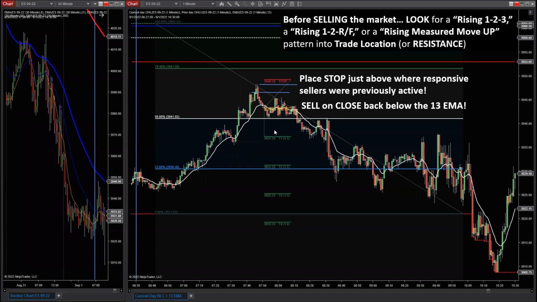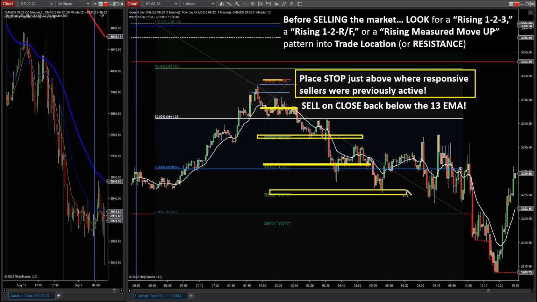And again, if you have a small account, trade micros. Don't trade the bigger contract, the E-minis, until the volatility settles down. Hopefully it'll never settle down, and we'll just trade micros until you're ready to increase to E-minis based on your account size. So yes, the stop is right here. Place the stop just above where responsive sellers were previously active. So again, if you shorted it in here, there's your stop. There's 1, 2, 3, 4 reward to risk, and so forth.